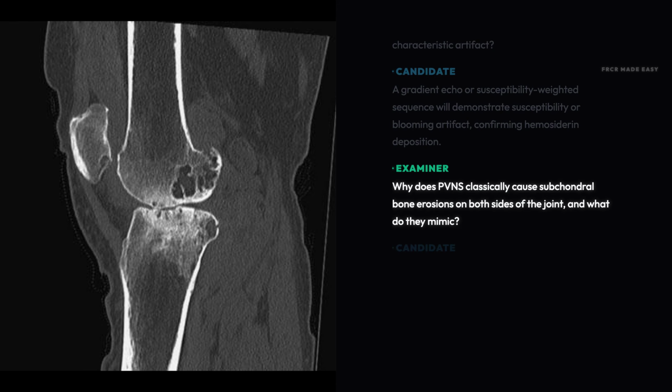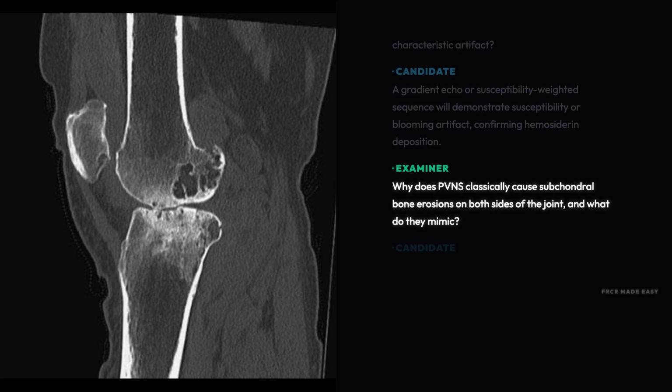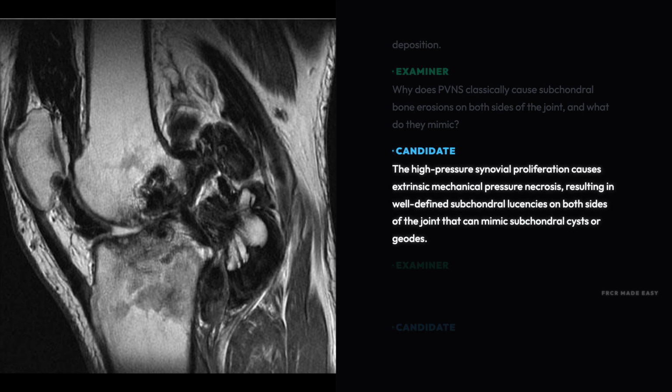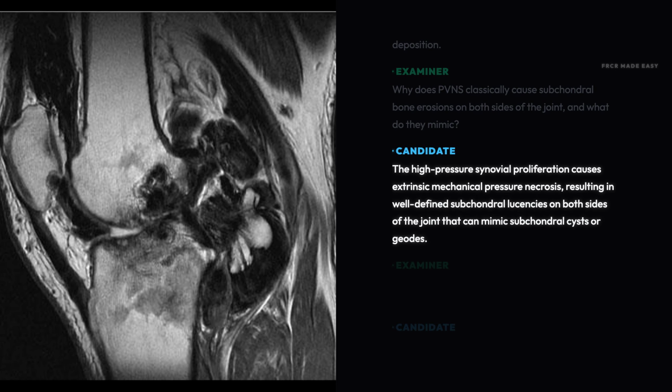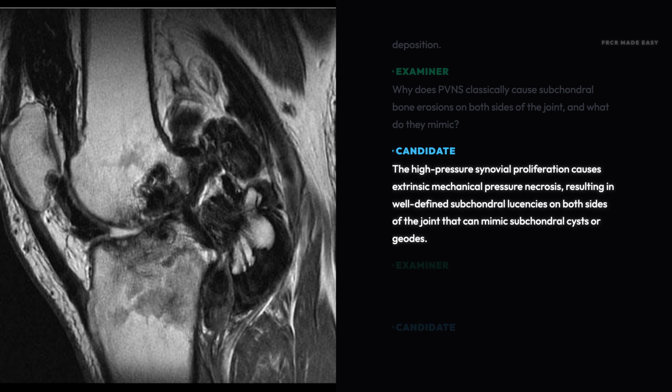Why does PVNS classically cause subchondral bone erosions on both sides of the joint, and what do they mimic? The high-pressure synovial proliferation causes extrinsic mechanical pressure necrosis, resulting in well-defined subchondral lucencies on both sides of the joint that can mimic subchondral cysts or geodes.